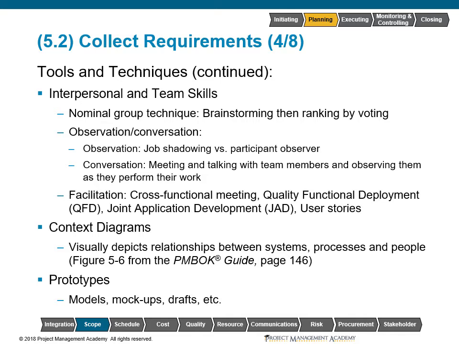We want to have a cross functional type of meeting. So, perhaps the software engineers, perhaps the product owners, or whoever's representing the customer, perhaps somebody representing the business, perhaps somebody on the back end side of it. The quality function deployment is a very popular method used heavily within Six Sigma as part of a house of quality. The joint application development, another very popular technique. And then we also have user stories, which we see substantially in the agile methodologies and frameworks.